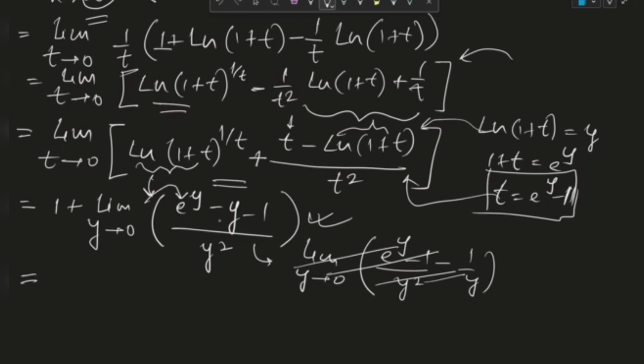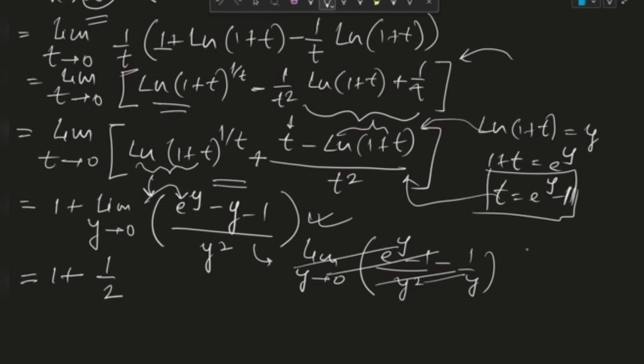Or what you could do is, if this is 1 minus 1, you can see a 0 by 0 form. You can also apply L'Hopital's rule. Whatever you do, there are many processes to do this. If you apply L'Hopital's rule here, that is also okay. This will actually come out to be 1 plus 1 by 2, because after L'Hopital's rule, okay, I will do it for you.